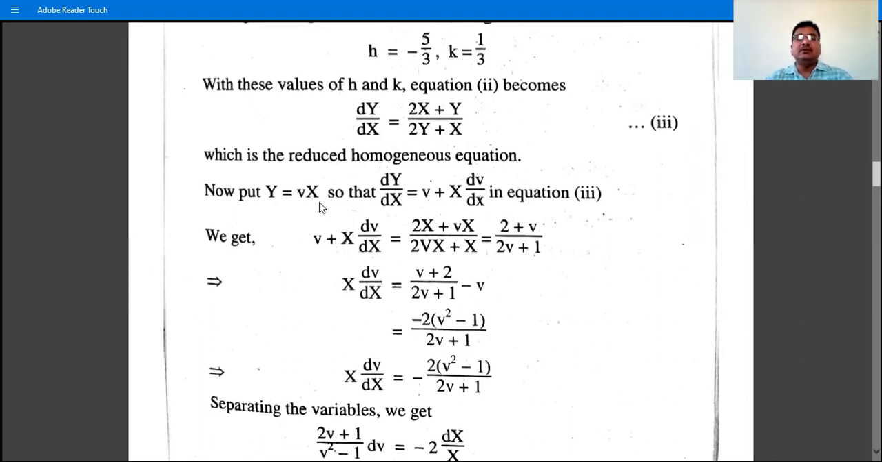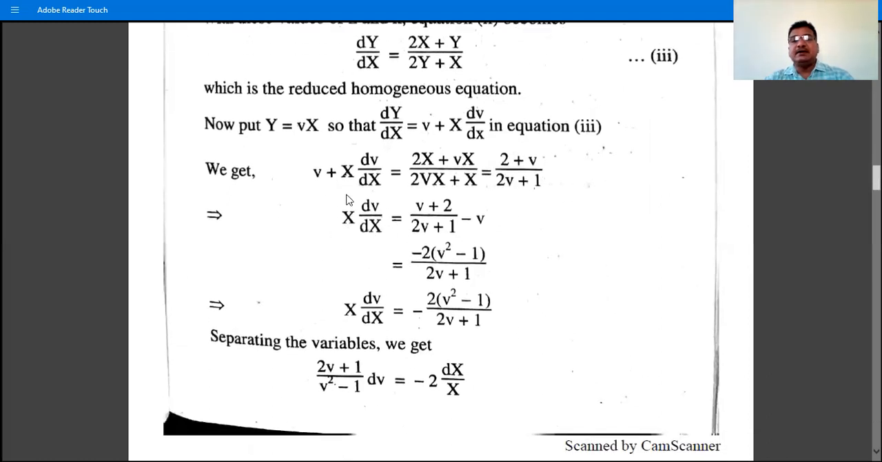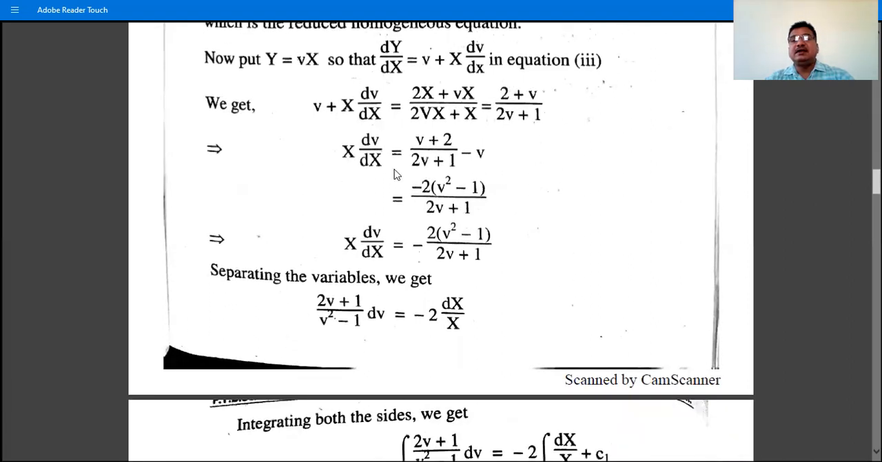That is, substitute y is equal to vx. So y is capital Y, x is capital X. So Y is equal to vX, and therefore dY by dX is, by using the uv rule, v plus X dv by dX. So substitute dY by dX as v plus X dv by dX is equal to (2X plus vX) divided by (2vX plus X). Then take capital X common and cancel it. We have (2 plus v) divided by (2v plus 1). Then X dv by dX is equal to: shift this v to the RHS, and take 2v plus 1 as LCM. We have (v plus 2 minus v into (2v plus 1)), and after simplification we have minus 2 (v square minus 1).